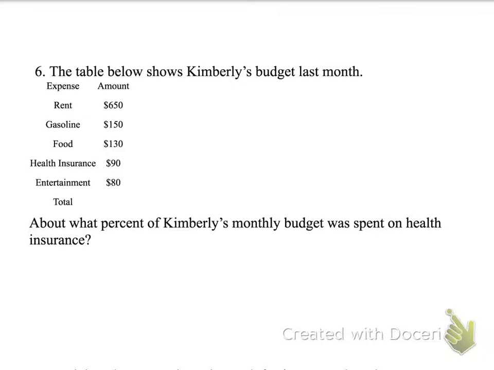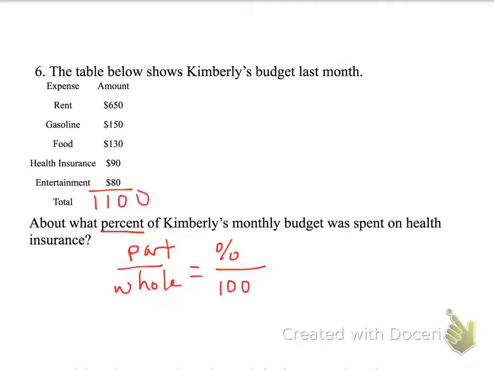So number 6, the question is saying the table below shows Kimberly's budget last month. About what percent of Kimberly's monthly budget was spent on health insurance? Well, first, it's a percent problem. So anytime there's a percent, we set up our percent proportion, where we have our part over whole equals percent over 100. Well, in this case, our total is 1,100. So I don't know my percent. So that is where we're going to put x.